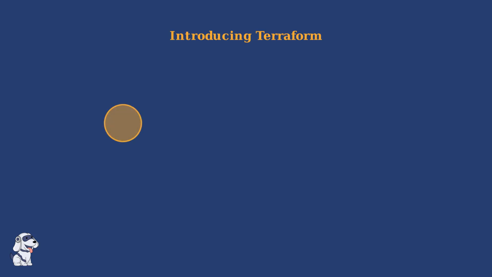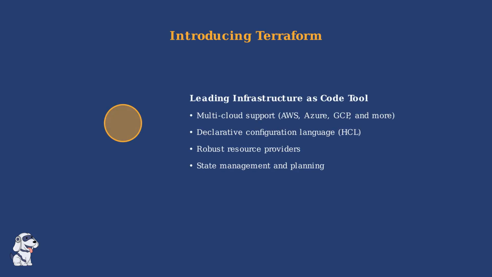Terraform is a leading infrastructure as code tool developed by HashiCorp. It provides multi-cloud support, allowing you to manage resources across AWS, Azure, Google Cloud, and many other providers using a single tool. Terraform uses a declarative configuration language called HCL, which is both human-readable and machine-friendly.